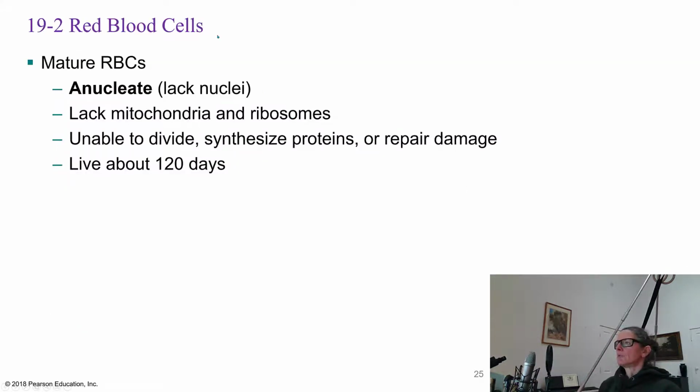Now we can also remind ourselves they lack nuclei, they have no mitochondria, as we've said. This is important because we don't want the mitochondria stealing the oxygen that the blood cell is trying to carry. Has no ribosomes, they don't divide, they don't make proteins, they don't repair damage. That is why they only live about 120 days.